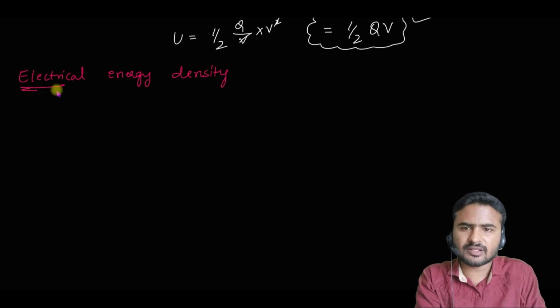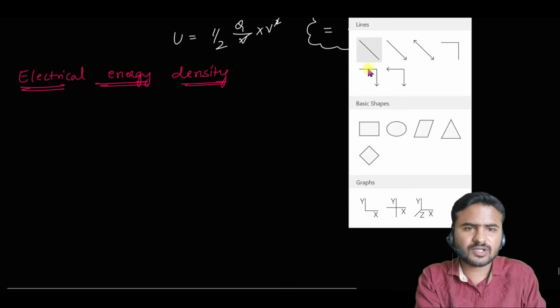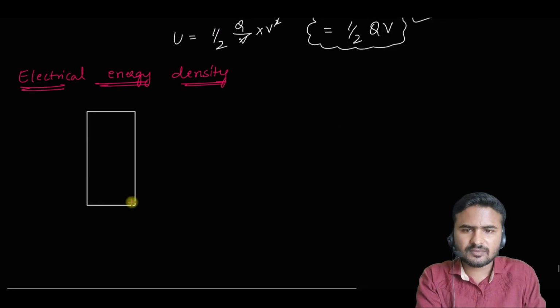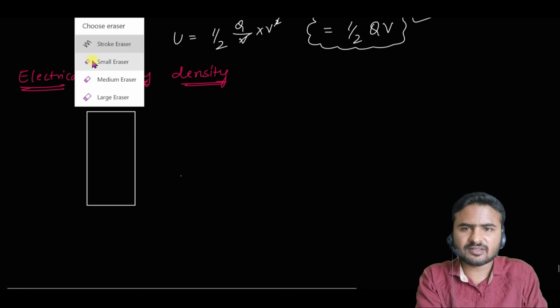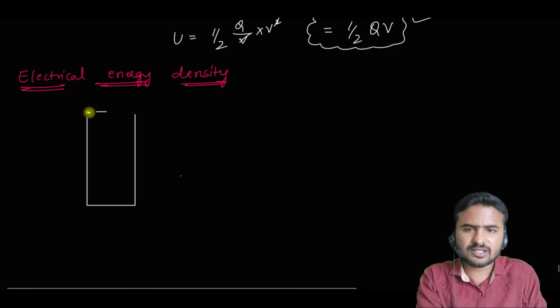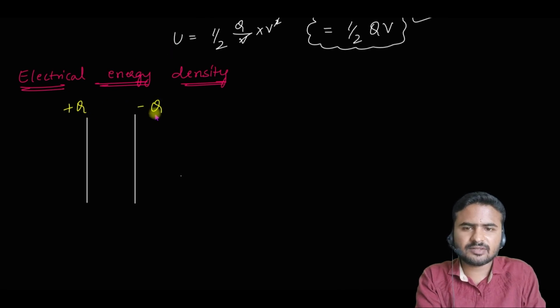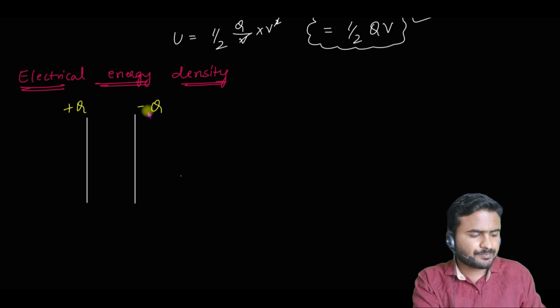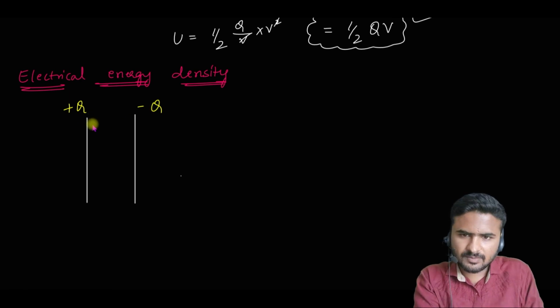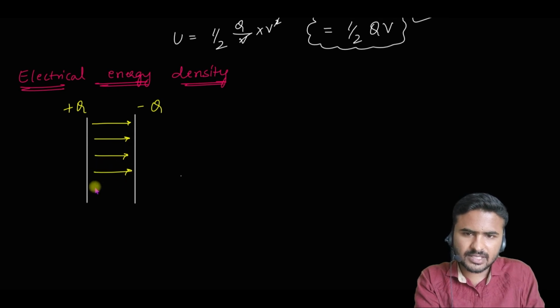Electrical energy density. Now what is electrical energy density? It's easy to understand. Consider a fully charged capacitor. Let us say the left plate has plus Q amount of charge, and the right plate has minus Q amount of charge. Now the electrical field between the plates will be from the positive plate to the negative plate, isn't it? Yes. And how much will be the electrical field between the plates?